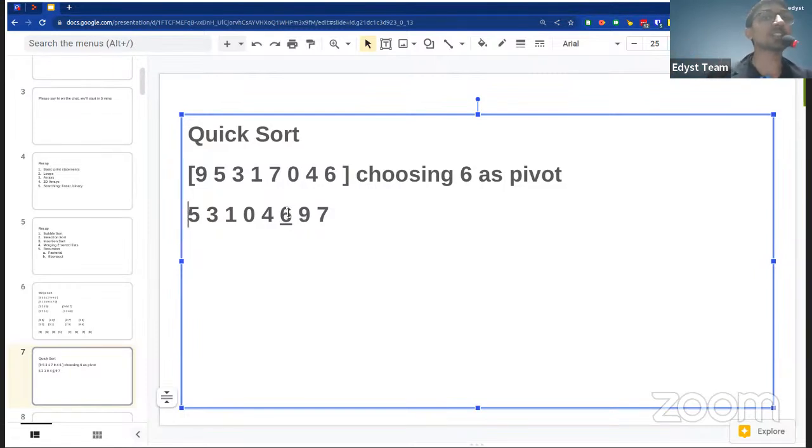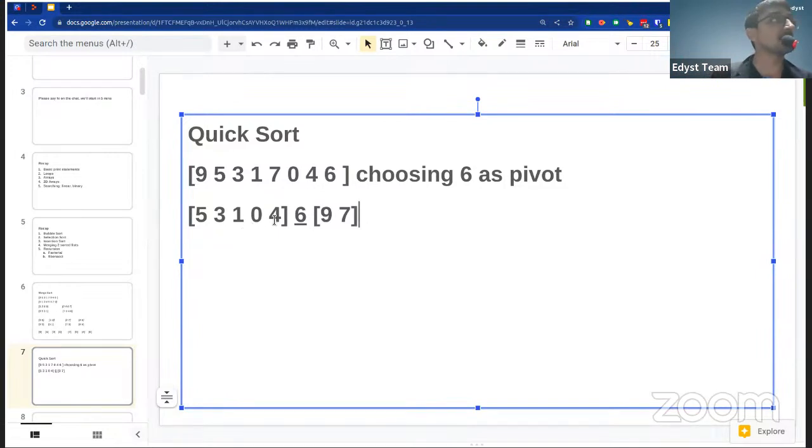Meaning, now 6 is in the correct position. Now we take 4 as pivot and 7 as pivot. You will say, sir, how two pivots? What we are doing is, 6 is sorted, so we are going to apply quick sort on this side and quick sort on this side, on the left side and on the right side. Why are we not applying quick sort on 6? 6 is in the correct position. We don't need to apply.